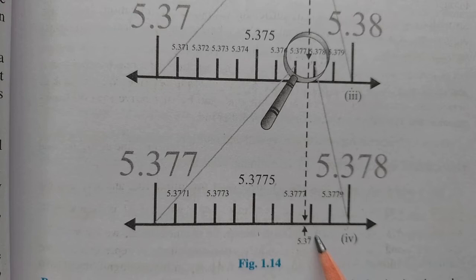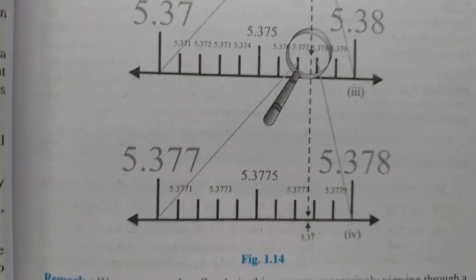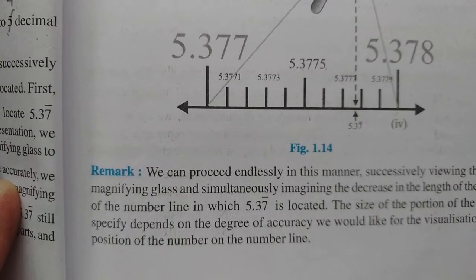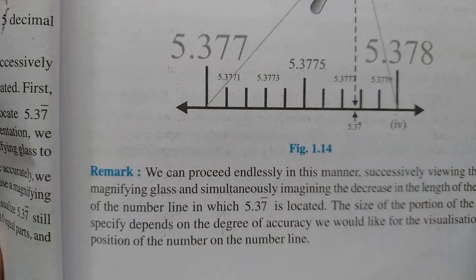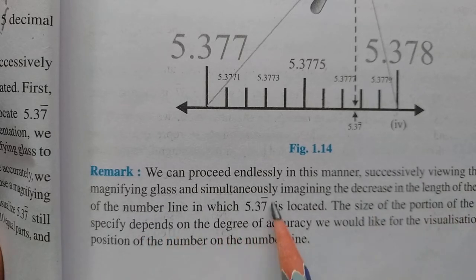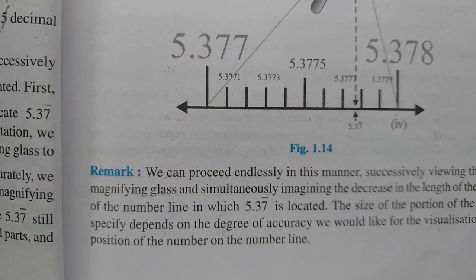Okay. So in this way, children, we can proceed, here it is written, we can proceed endlessly in this manner, successively viewing through a magnifying glass and simultaneously imagining the decrease in the length of the portion of the number line in which 5.37 bar is located. So children, this is a very easy topic. Now let us start the exercise.